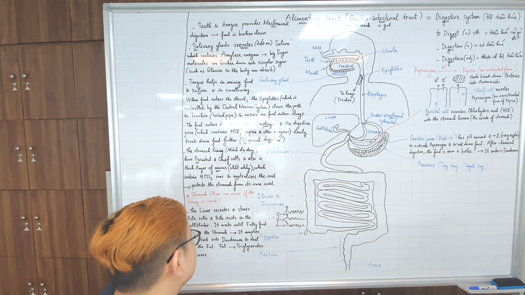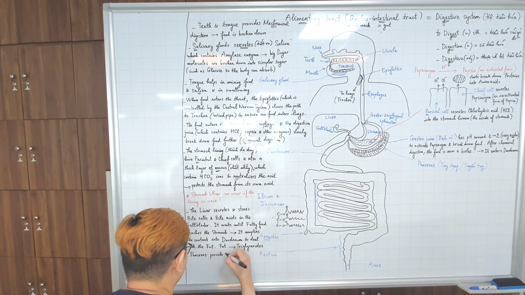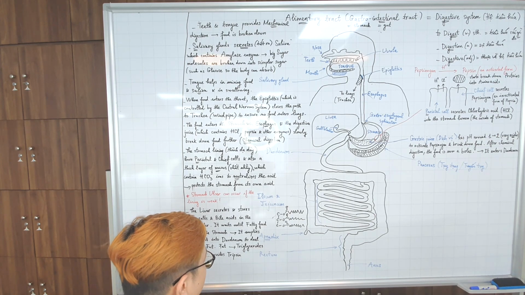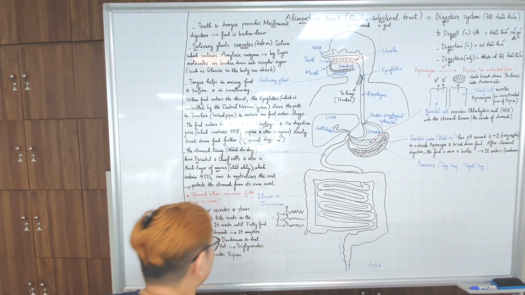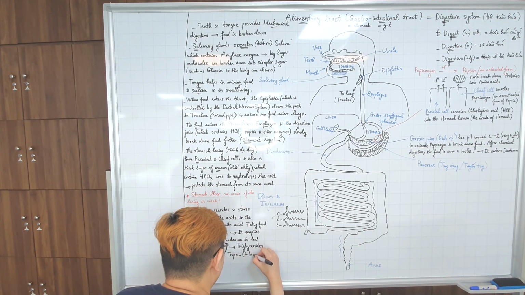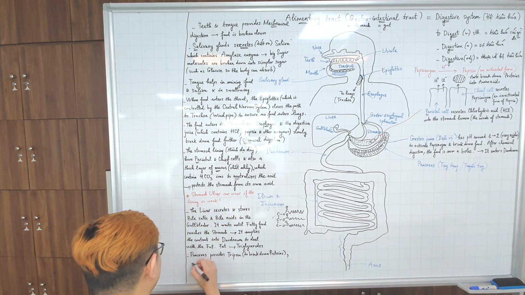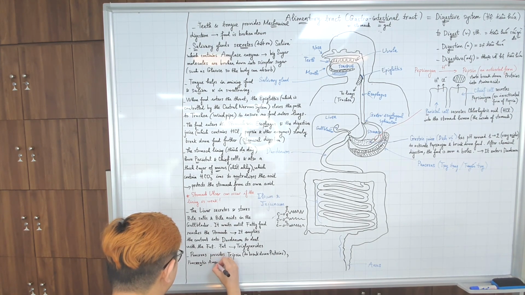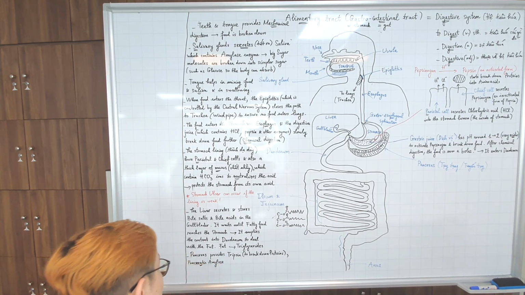So there are five main functions that the pancreas can do. First, the pancreas provides trypsin to break down proteins. Pancreatic amylase, amylase that comes from the pancreas, of course, to break down sugar.